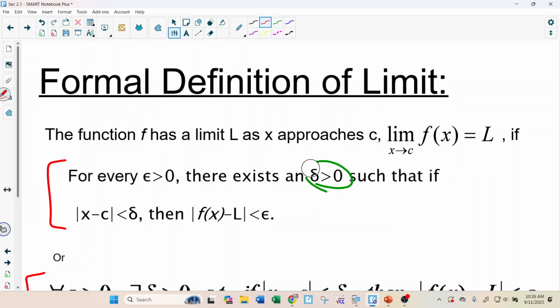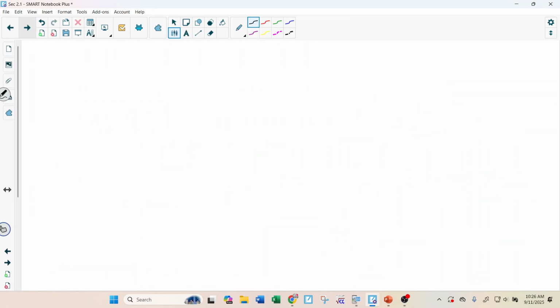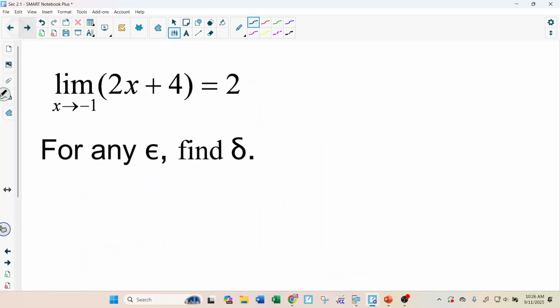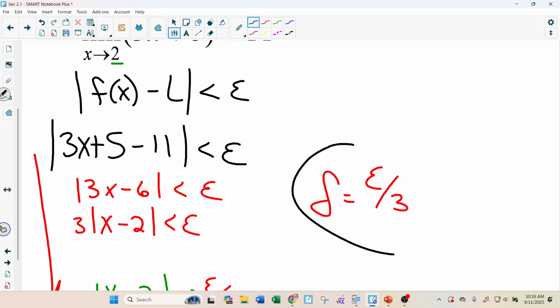If we look at our definition here, it says for every, or for any, epsilon. So you say for an epsilon. Now we're just going to use epsilon as a variable. It could be 0.1, it could be 0.0000001. We're going to say for some epsilon, there exists a delta. We want to find that delta. We found that delta to be epsilon over 3. Whatever your epsilon is, your delta then is epsilon over 3.